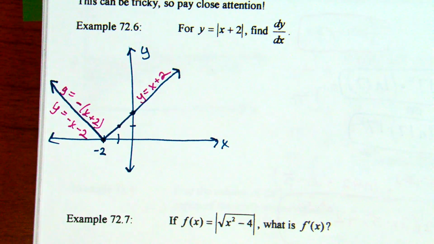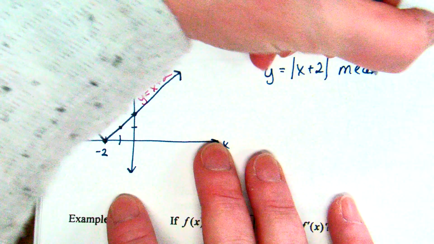Okay, so what we've got to do here, guys, we've got the right half, which is the line y equals x plus 2. The left half is a reflection, essentially. It's a negative of x plus 2, or negative x minus 1. We've got to take the derivative of each part. So first thing I'm going to do is write out that y equals the absolute value of x plus 2 means, and I'm going to write out what it means. Okay. It means y equals x plus 2.